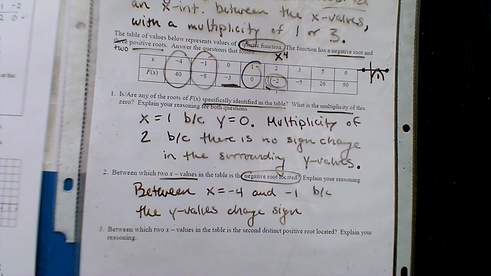Notice how the question itself wasn't asking us to find exactly where the x-intercept was located. It just wanted us to determine a little region where it's located. So we know somewhere between negative 4 and negative 1 there's an x-intercept. We just don't know exactly, but at least we have a good idea where it is.